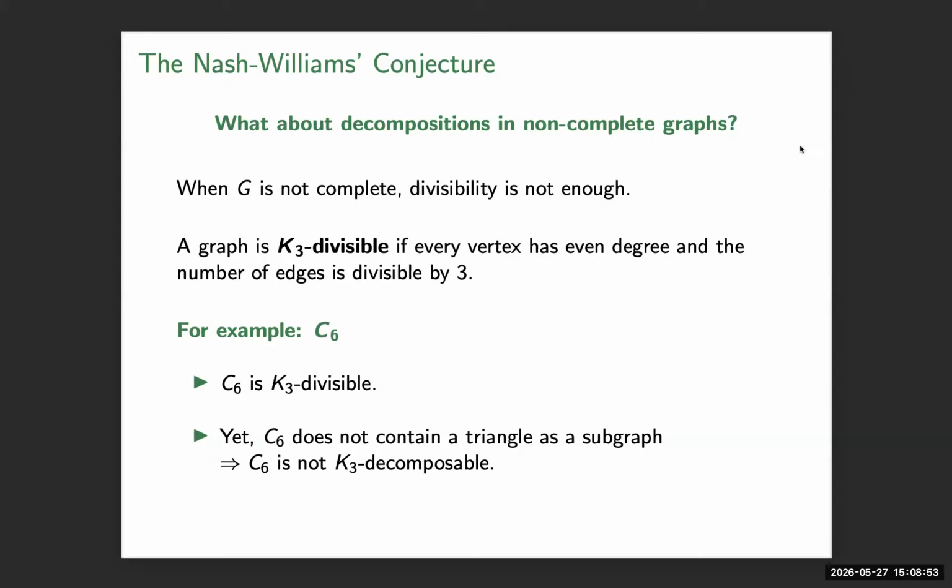Here, though, the question gets a little bit murkier because unfortunately, when G is not complete, divisibility is no longer enough. For example, a graph is K3 divisible if every vertex has even degree and the number of edges is divisible by 3. Well, then an example here is C6. We can check C6 is definitely K3 divisible, but it doesn't even contain a triangle. It definitely does not contain a triangle decomposition. Okay, so we need a more specific question. We need other conditions to ask a coherent question here.